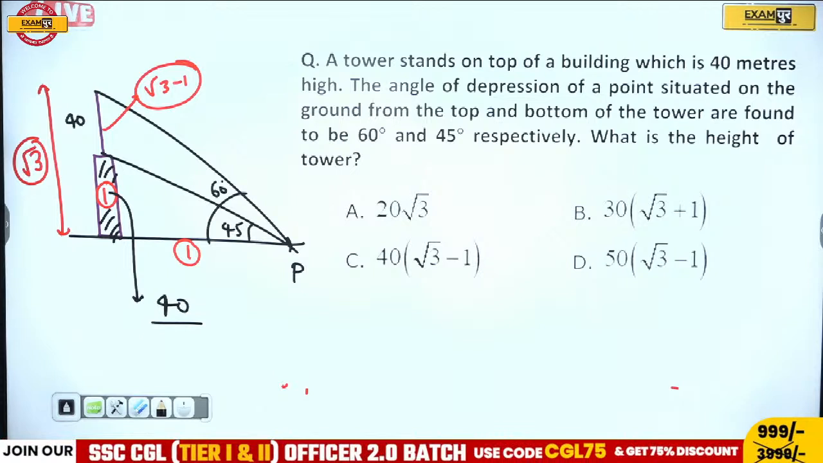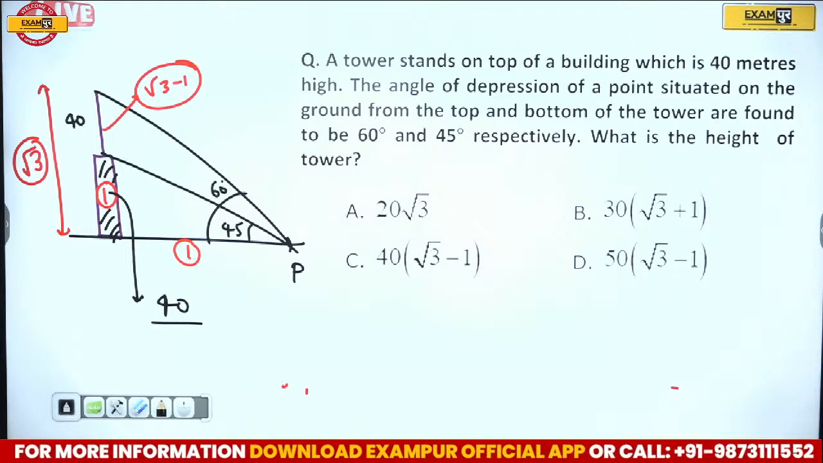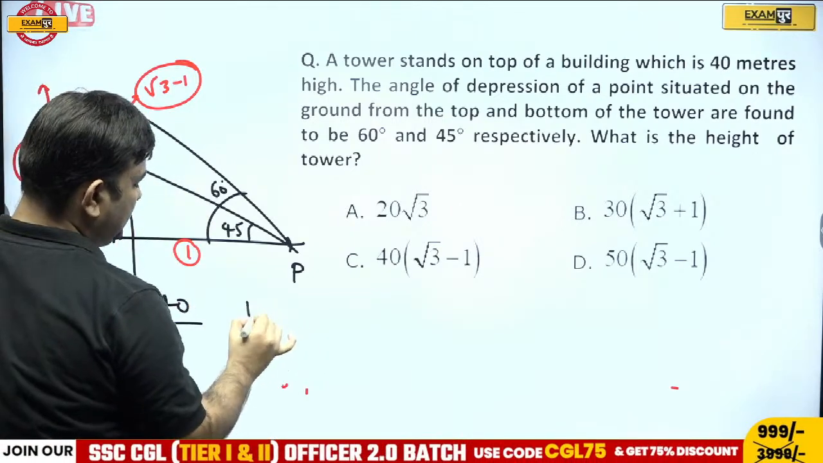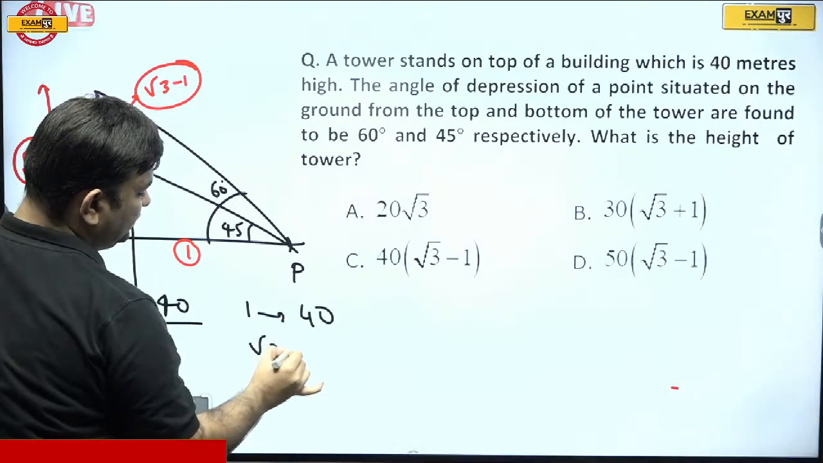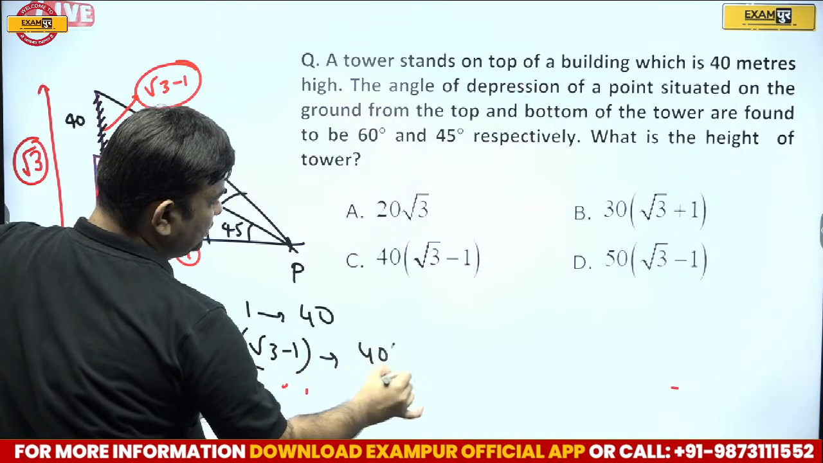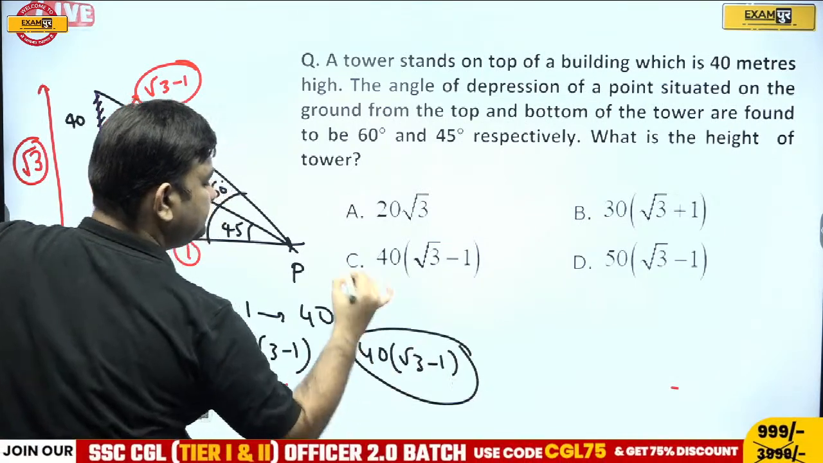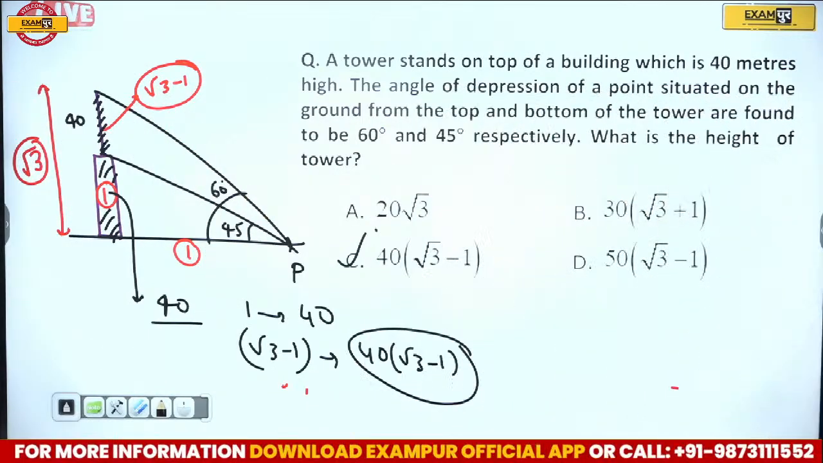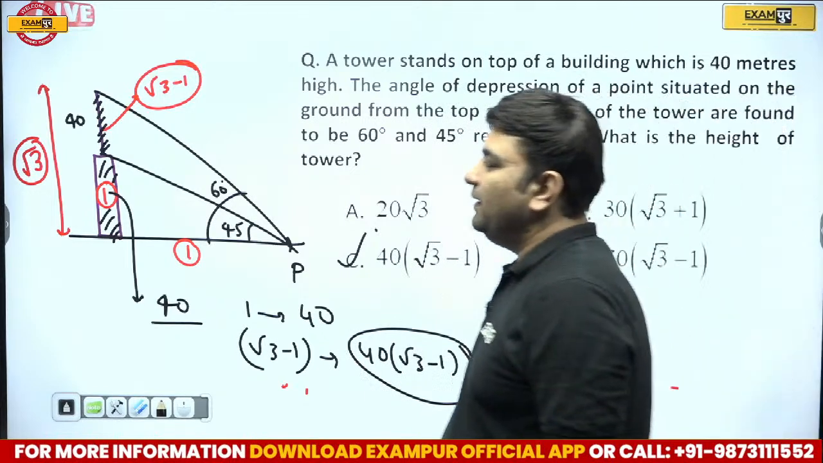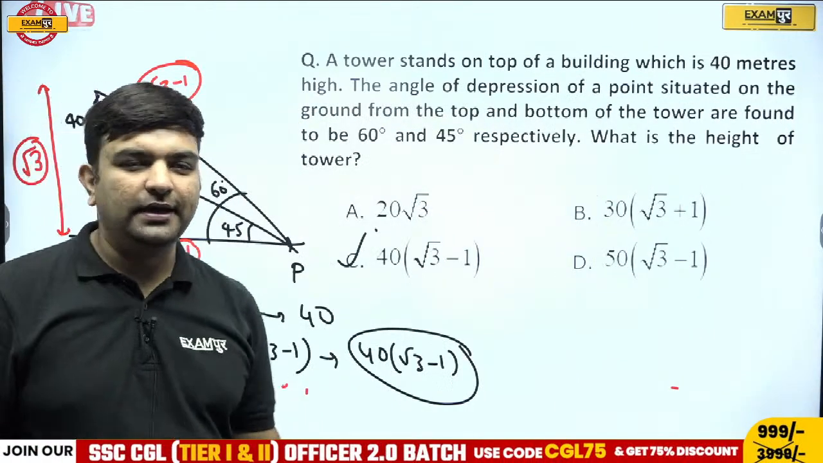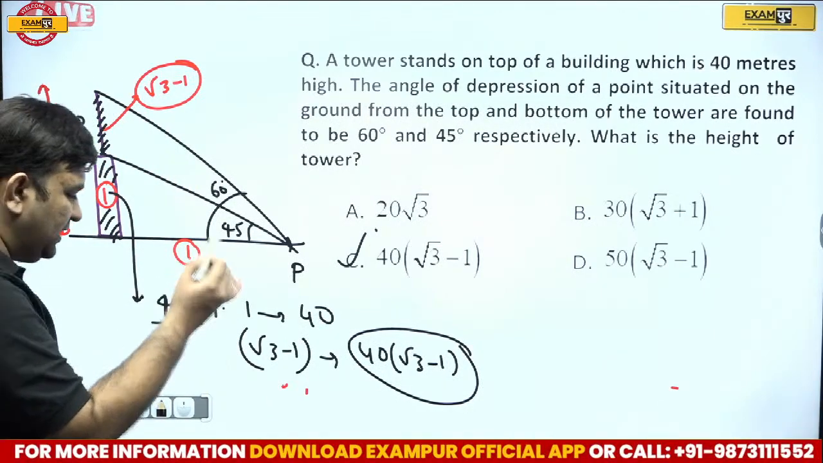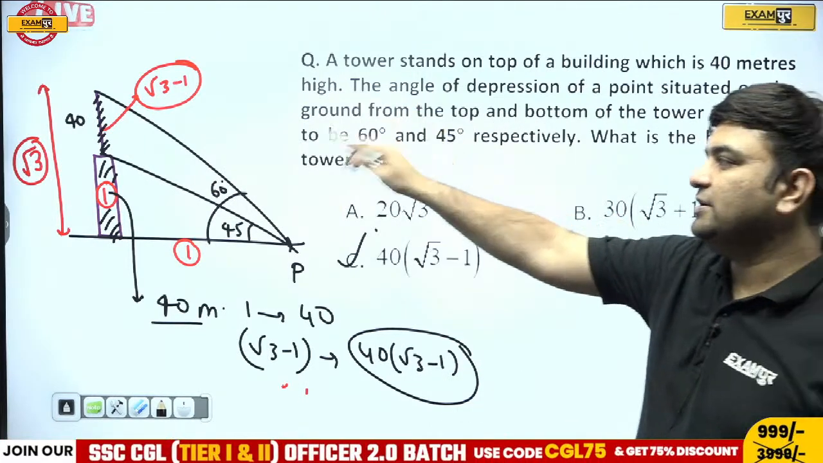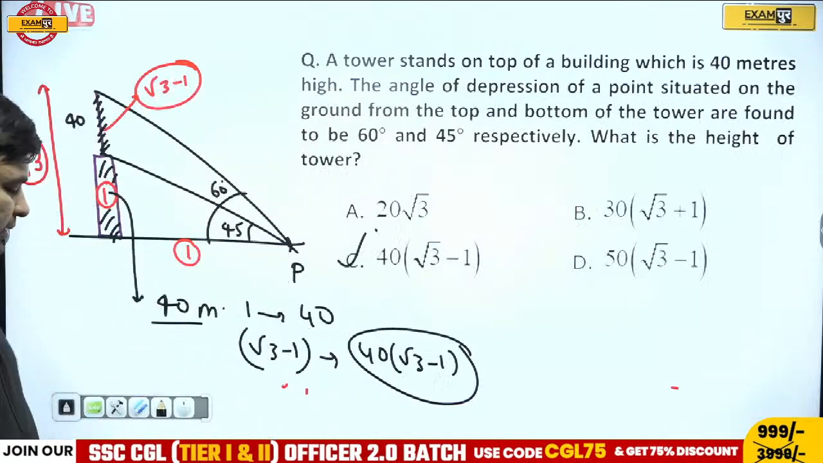Then what is the height of the tower? Height of the tower is √3 minus 1. So if 1 is equal to 40, then √3 minus 1 is equal to 40 into (√3 minus 1). I observed it later. I was expecting that the height of the tower would be given, but the height of the building is given as 40 meters. So the height of the tower is (√3 minus 1) into 40. Let's move on.